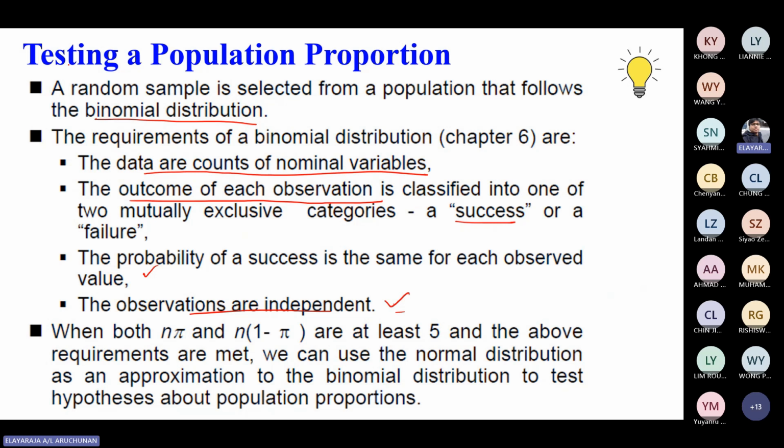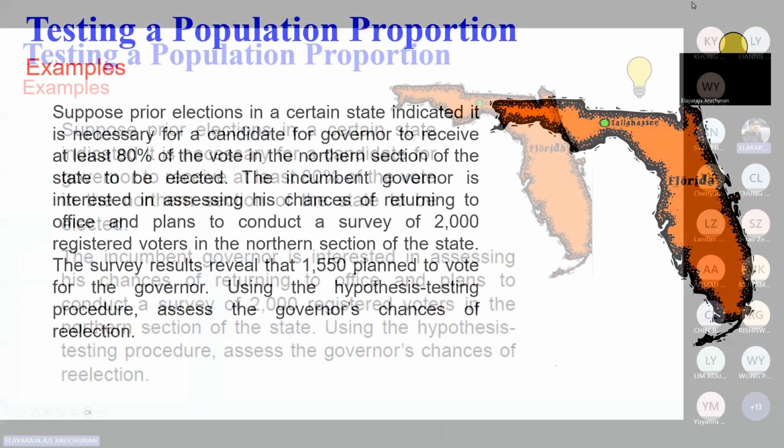When both n times pi and n times (1 minus pi) are at least 5, and the above requirements are met, we can use the normal distribution, because we assume it will approximate the normal distribution. This is the condition we should know for the population proportion.